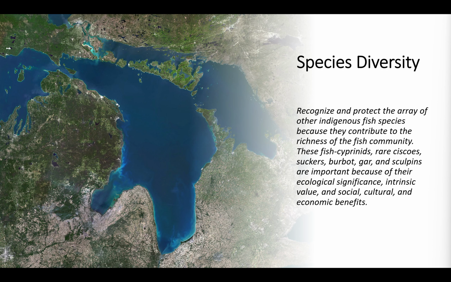So the Species Diversity FCO is to recognize and protect the array of other indigenous fish species because they contribute to the richness of the fish community. These fish, cyprinids, rare ciscos, suckers, burbot, gar, and sculpins are important because of their ecological significance, intrinsic value, and social, cultural, and economic benefits. So that's really what we're going to be focusing on, are these other fish families.